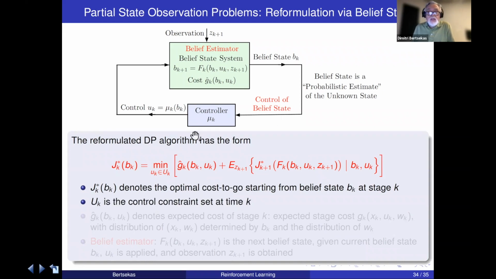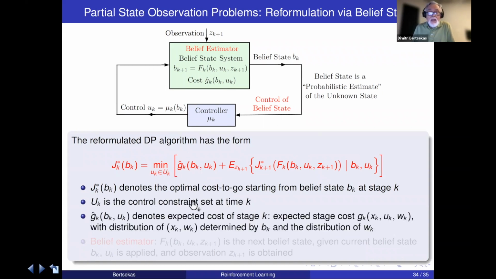Uk is a control constraint set at time k, and this one-stage cost is the expected cost of stage k. It's the expected cost of the original problem with the distribution of xk and wk determined by the belief state and the distribution of wk. In other words, from this and the belief state, you can calculate this cost as a function of bk and uk, and this is what we use in this algorithm here.